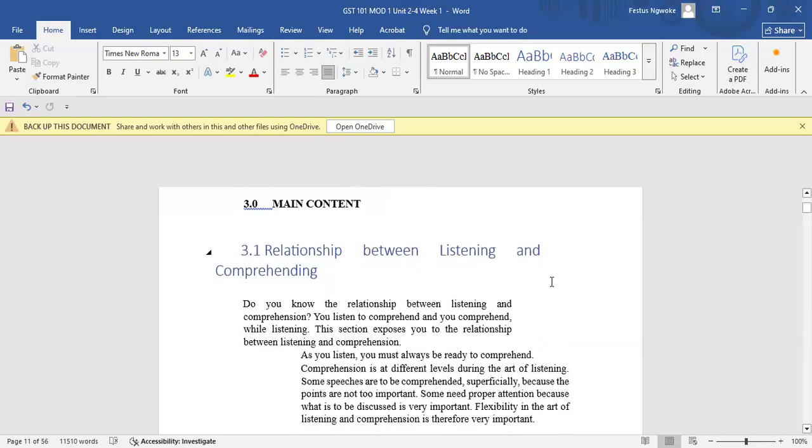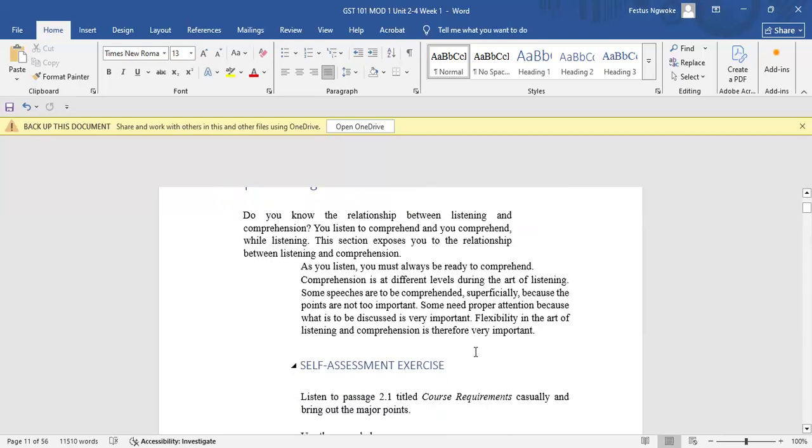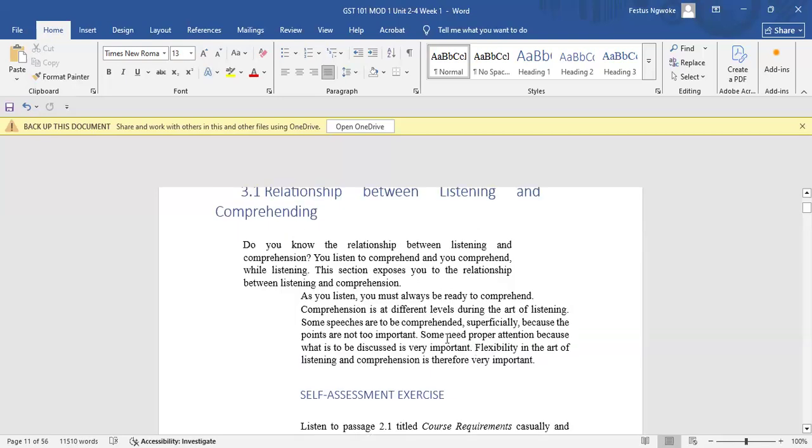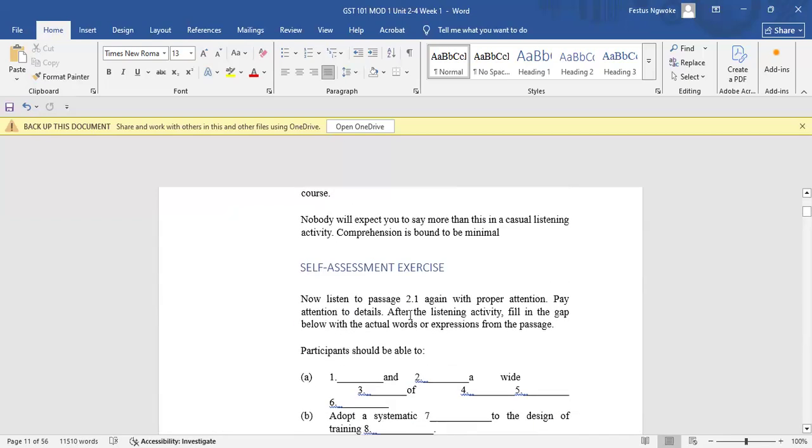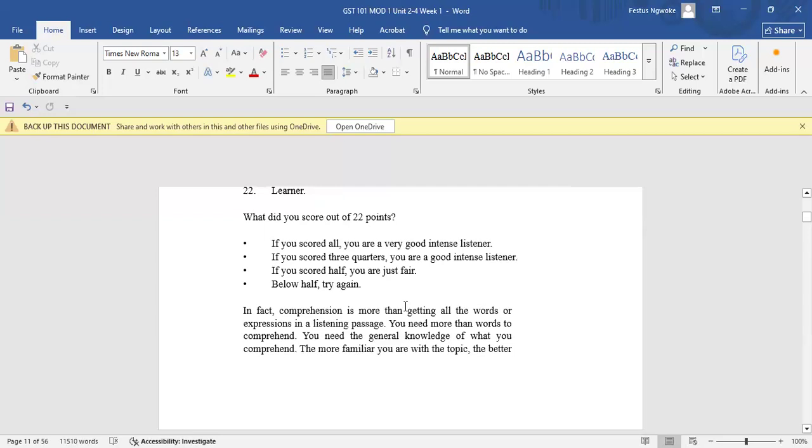Understanding becomes the key thing. You listen to comprehend and you comprehend while listening. This is a very, very important thing, so I encourage you to continue to follow us as we move on, so that we see some of the things that are very important in the course of this relationship. We listen to comprehend and we comprehend while listening. That's a serious thing.